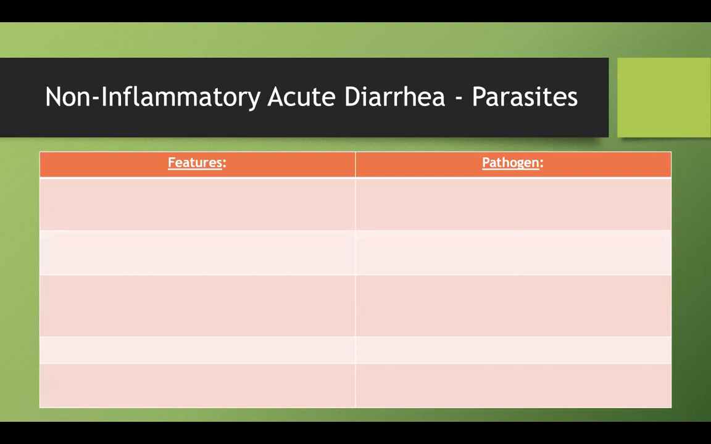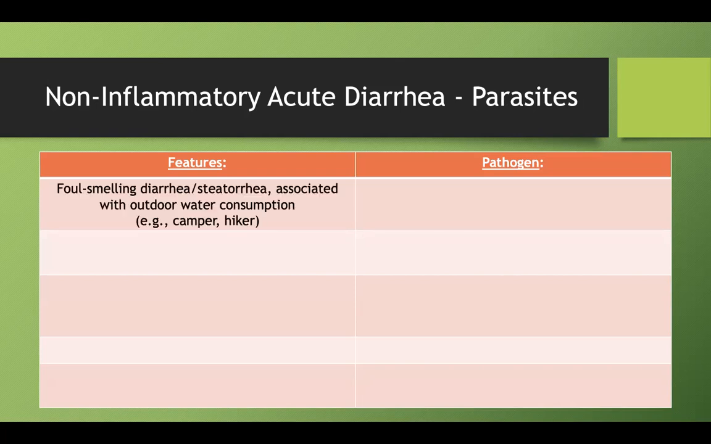So now let's talk about what watery diarrheas might form due to certain parasites. What if you saw somebody with foul-smelling diarrhea and steatorrhea, which just means fat in the stool, and it's associated with outdoor water consumption and like a camper or a hiker. So this is talking about Giardia lamblia.